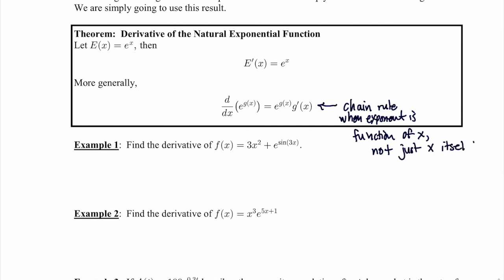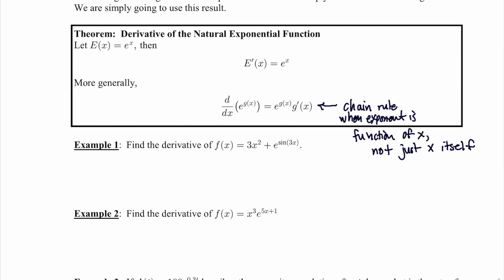So when the exponent is just x, the derivative of e to the x is e to the x. When we have e to a function of x, then we would have the derivative as e to that function times the derivative of that function. So let's use that in example 1.